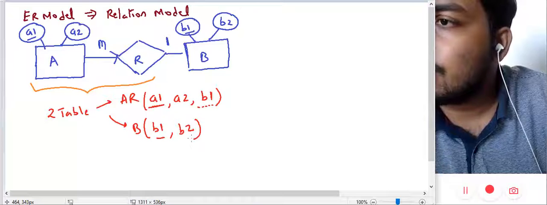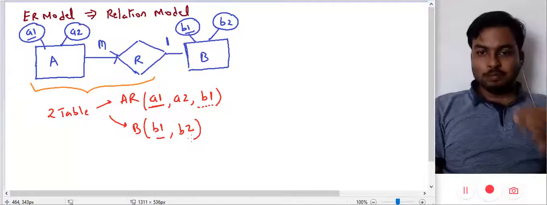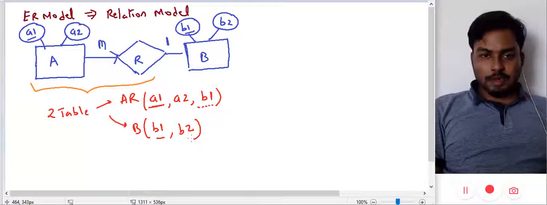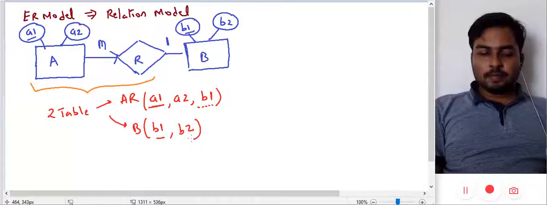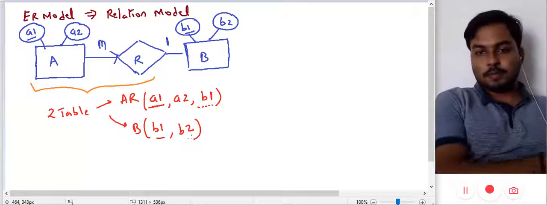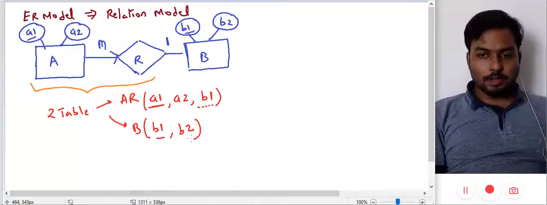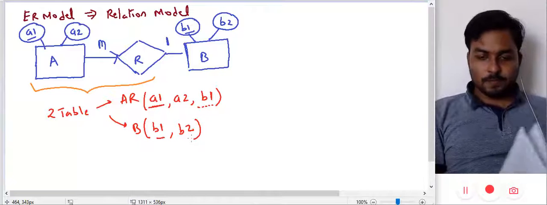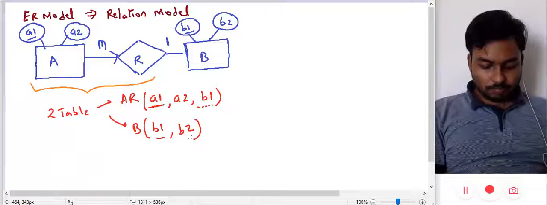Sir, because it is many is to 1, that's why we are combining A and R, right? Correct. If it was 1 is to many, then we would have combined R and B. Whichever side you have M, the relation goes to that side. If we have M is to N, that's the next case. That's the next case that we're going to discuss. Written, sir? Written? Good.